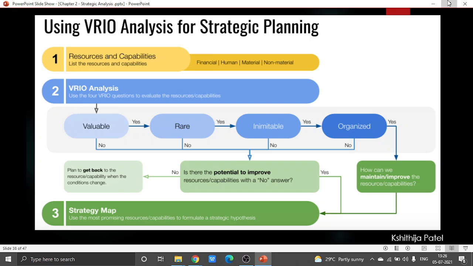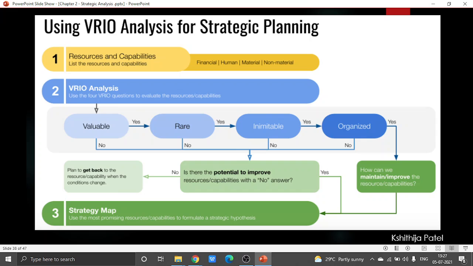Now, there is a difference between what is rare and what is valuable. Rare is something that a company's competitor does not have at all. Valuable is something which is worth more as compared to that of competitors, but it need not always be rare. To explain this, we can take the example of Coke.